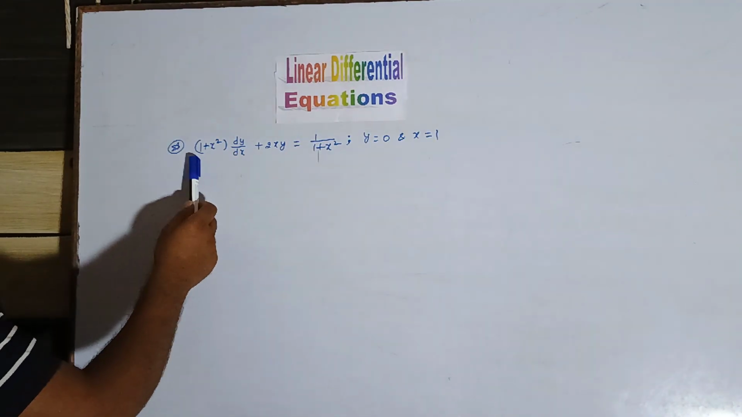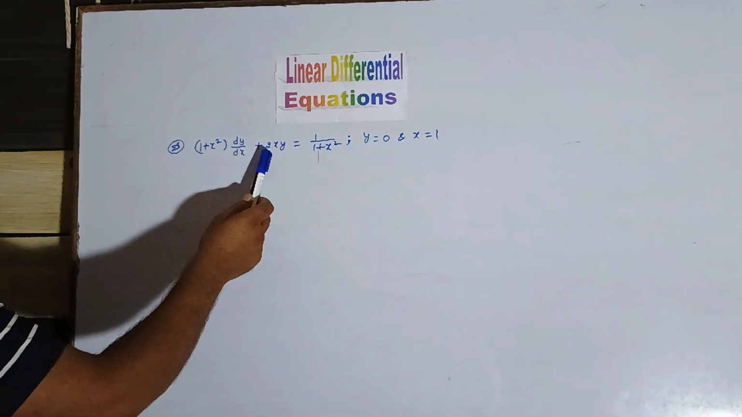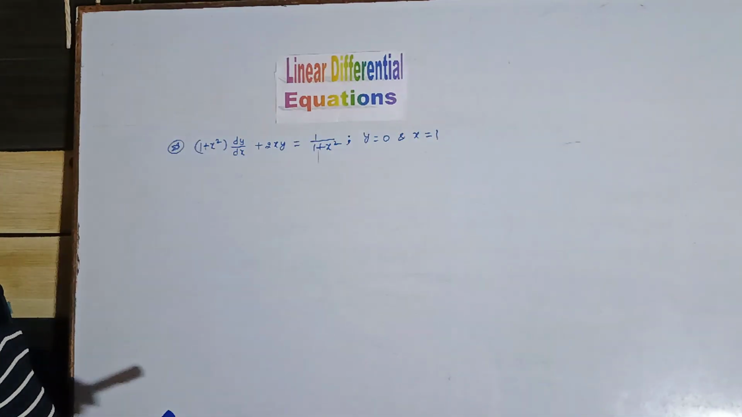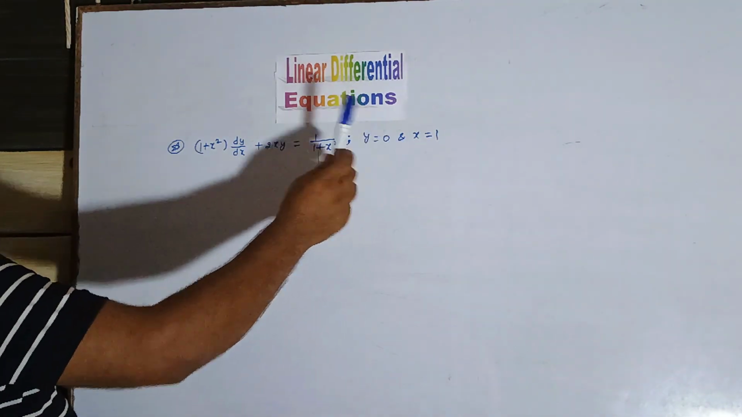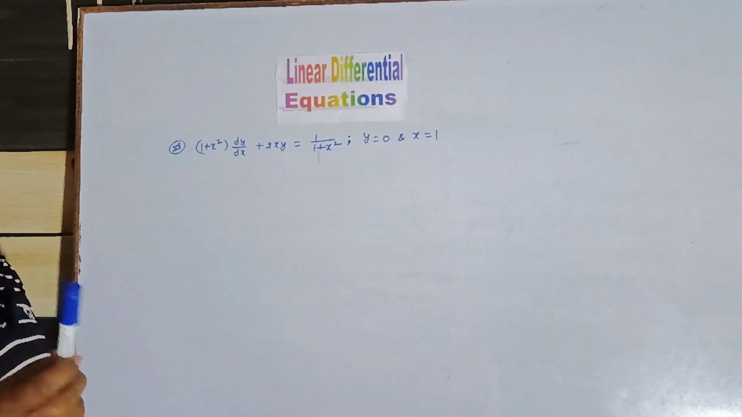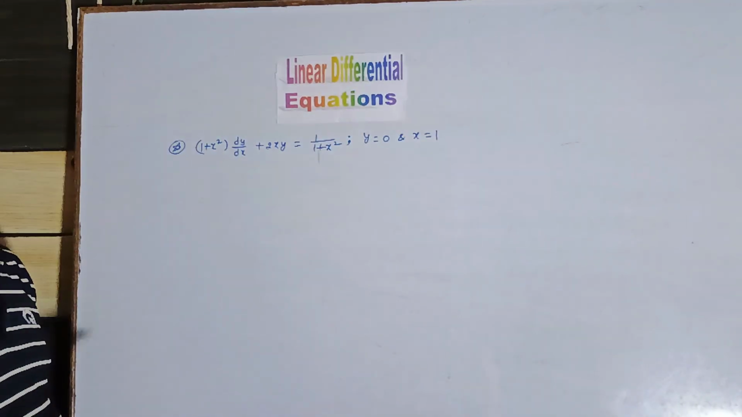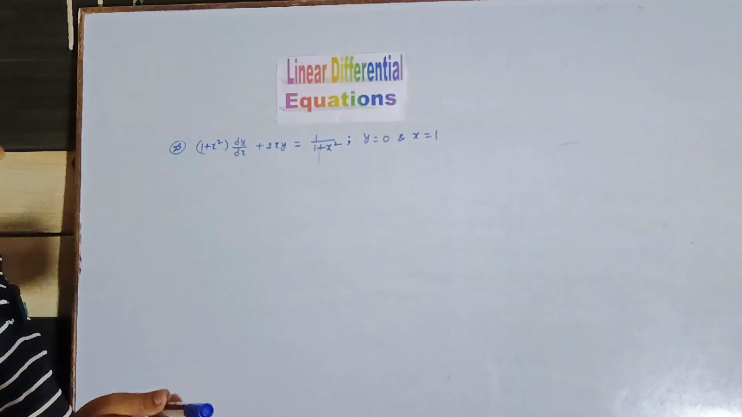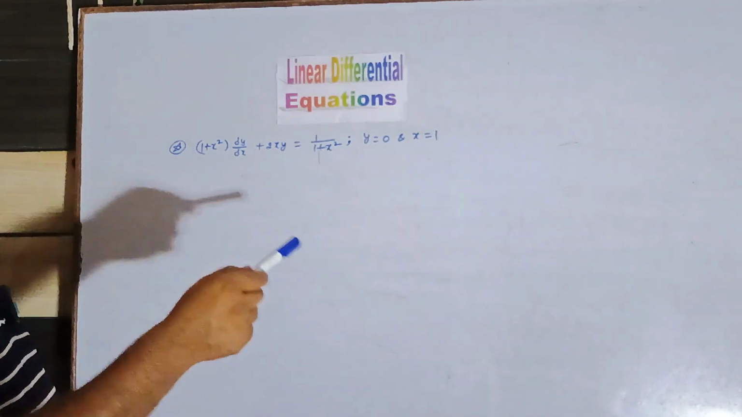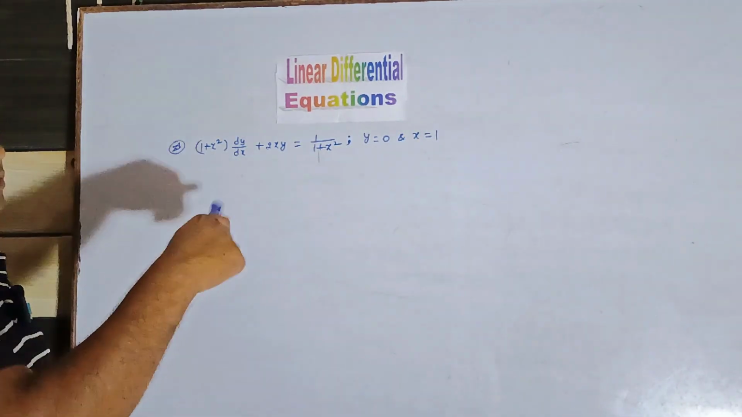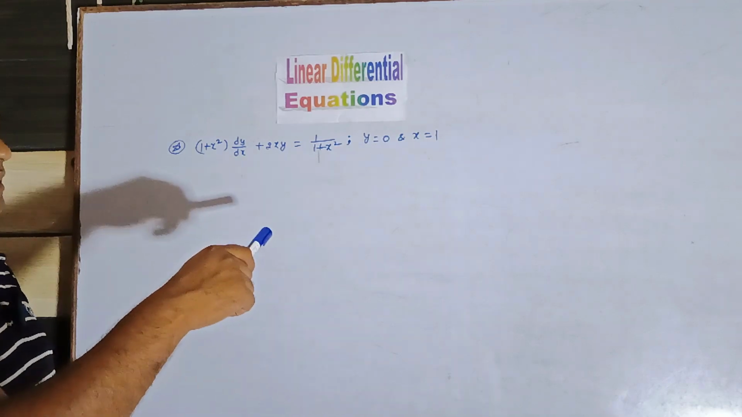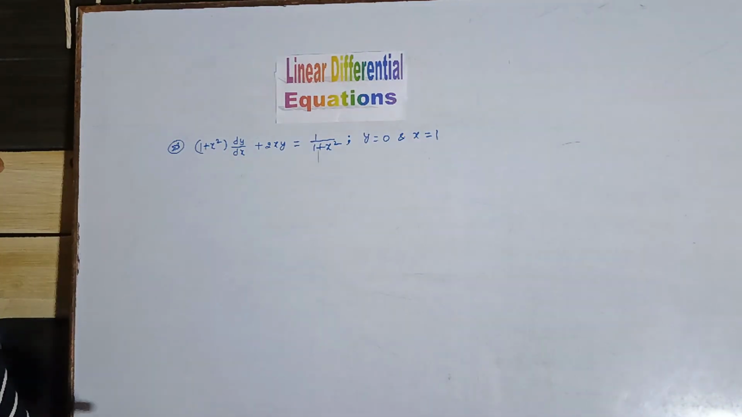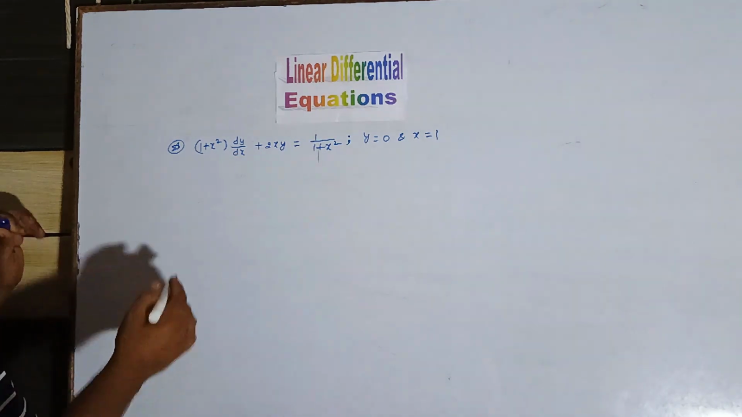Students, our question is 1 plus x square dy upon dx plus 2xy is equal to 1 upon 1 plus x square, where y equals 0 and x equals 1. Students, we have to find the particular solution of this differential equation. When x and y are given, we will find the solution and the value of c. So this solution will be called a particular solution.